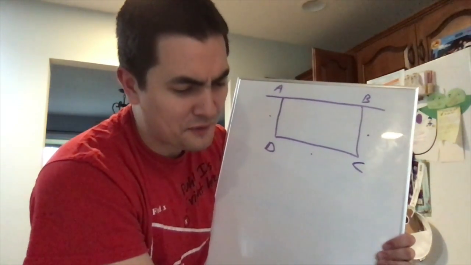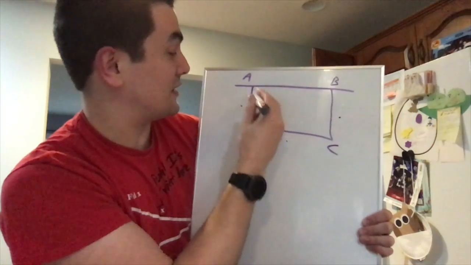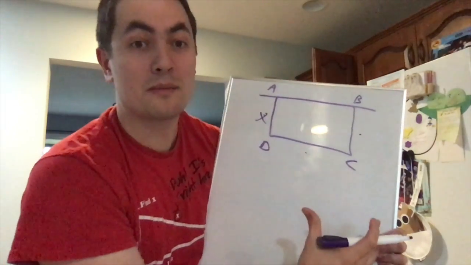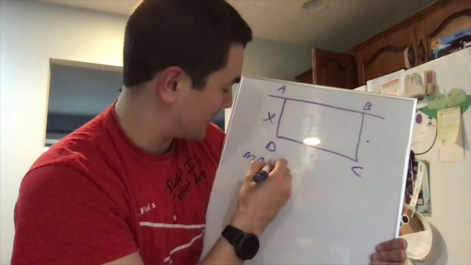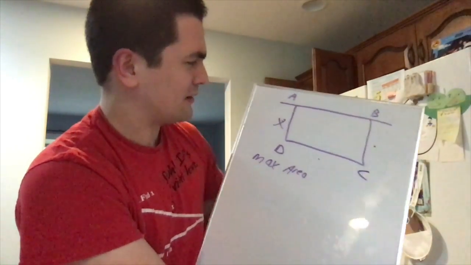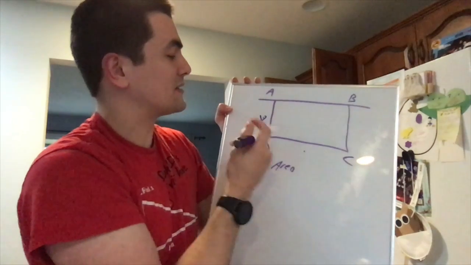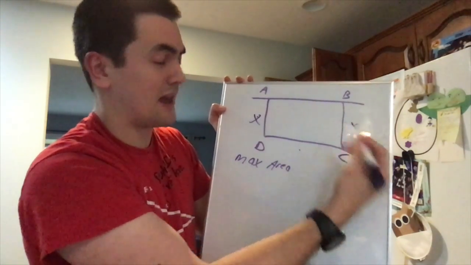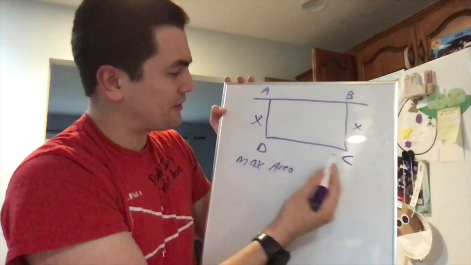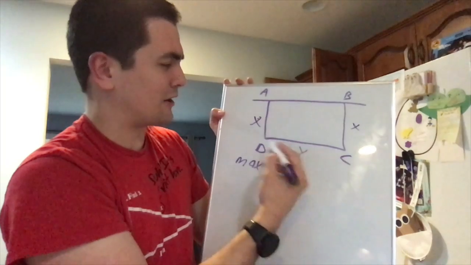Find the width of the rectangle, that is the length AD. We'll call that X, that gives its maximum area. So we've got to maximize the area here, and we need to know what this is. First of all, it tells us it's a rectangle, so the opposite side has to be the same length as this one. Now we just need to know this length right here. Once we do that, we're good to go. Let's call that Y. I don't know what that is yet.